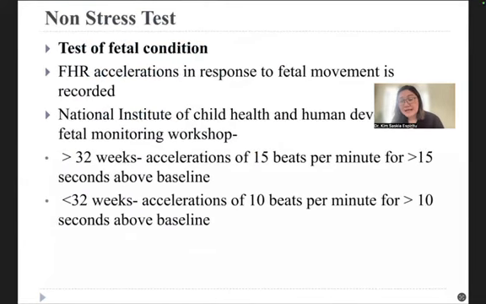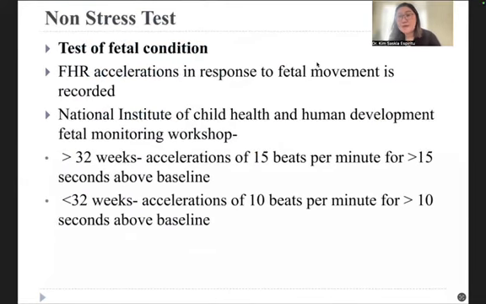Your non-stress test is done without contractions. So this will test the fetal condition: the fetal heart rate accelerations in response to fetal movement. Usually with fetal movement, you will see accelerations. If your baby is awake and moving, you will see it as accelerations in your non-stress test. Non-stress test means there are no contractions, but you have your accelerations. Your patient is not in labor.